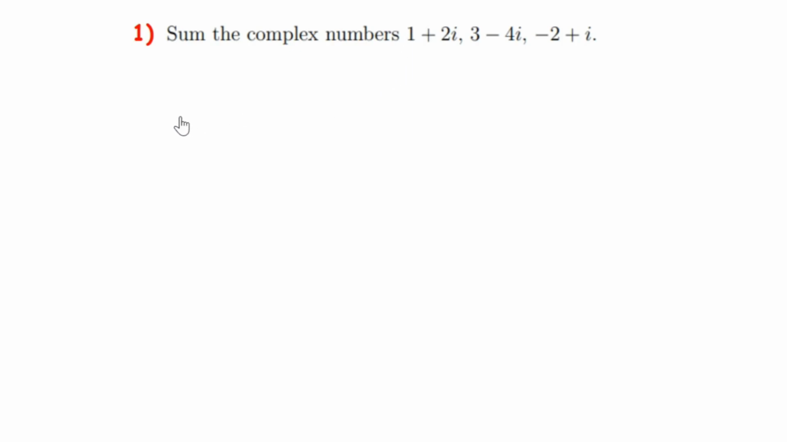For the addition to be easy for us, we are going to add the real parts separately, then we add the imaginary parts separately. Then after that, we write them in a complex number form. So let's look at how we are going to do that.